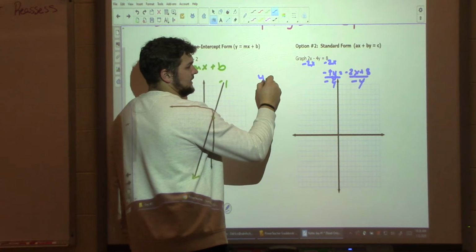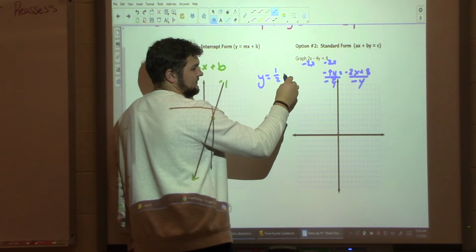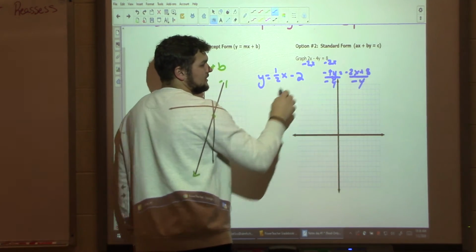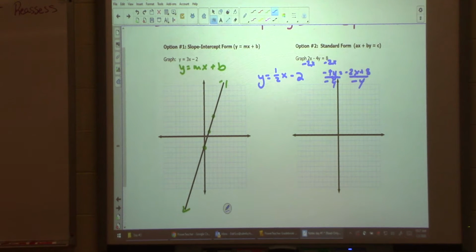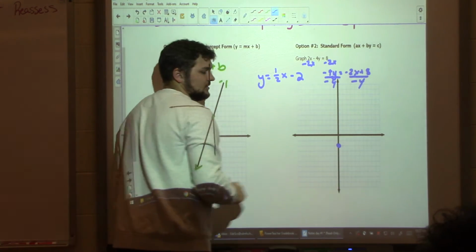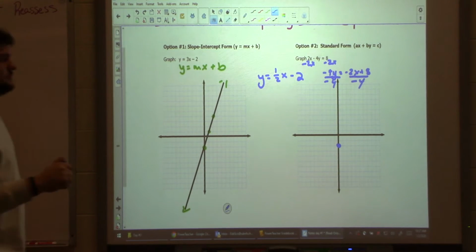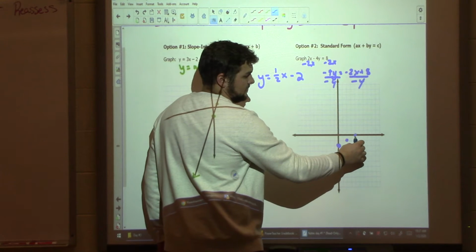We should get y equals -2 over -4 becomes 1/2 x. 8 over -4 becomes -2. So I have it equal to a positive y. Now I go ahead and graph it, right? My b value, -2, is my y-intercept. Put a point at -2. I have a slope of 1 over 2. Up 1 over 2, up 1 over 2.